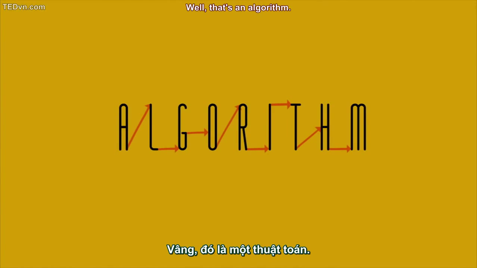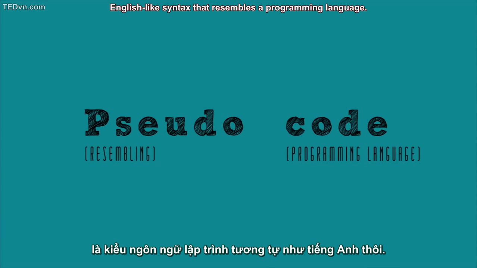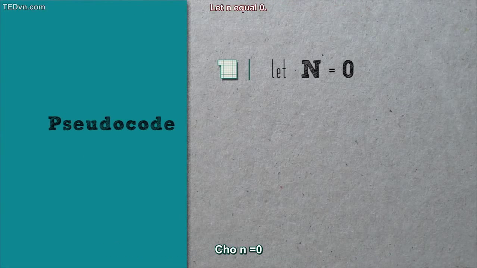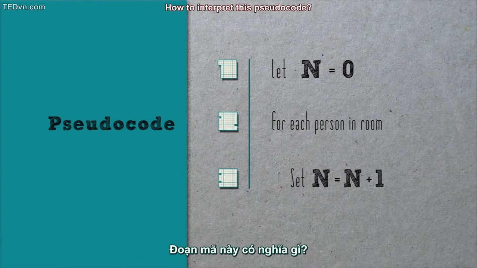Well, that's an algorithm. In fact, let's try to express it a bit more formally in pseudocode, English-like syntax that resembles a programming language. Let n equal 0. For each person in room, set n equal to n plus 1. How to interpret this pseudocode?